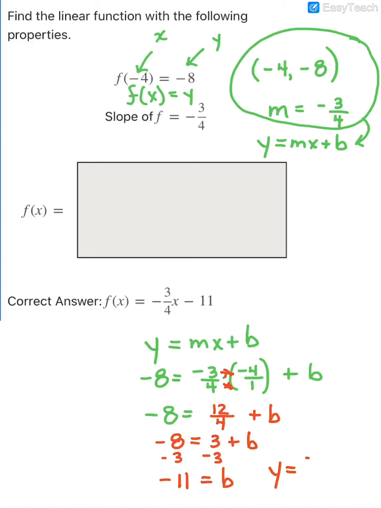So for my final equation, if I were to write it in terms of y equal, I would say y equals -3/4, because that's my m, times x, and then plus your b, but instead of saying plus -11, we can just say simply -11. Now you'll notice up here, instead of saying y equal, they put it in function notation. So f of x is like your y. So in the box, you would be putting the -3/4x minus 11.